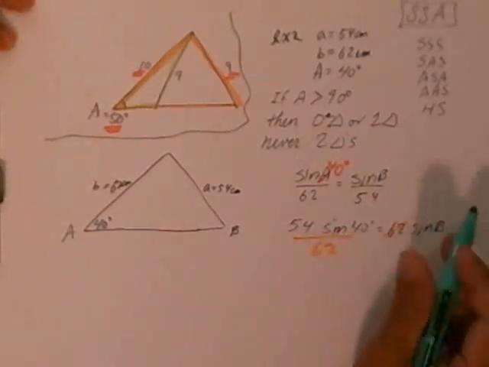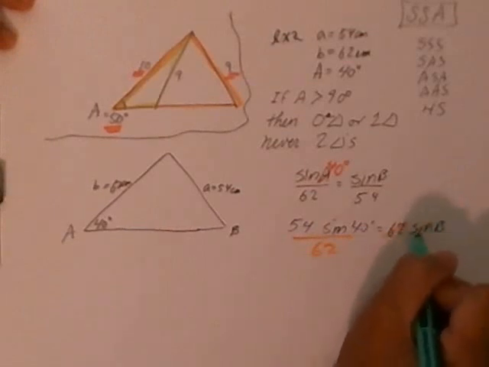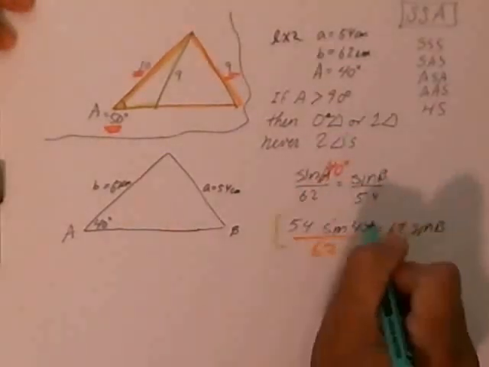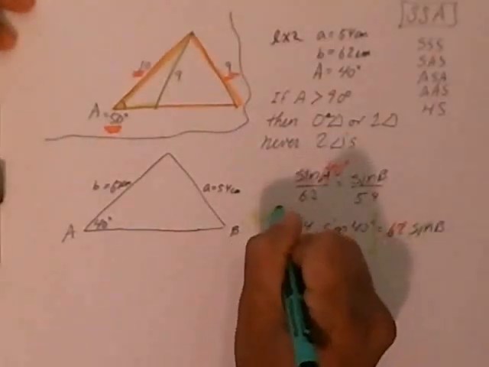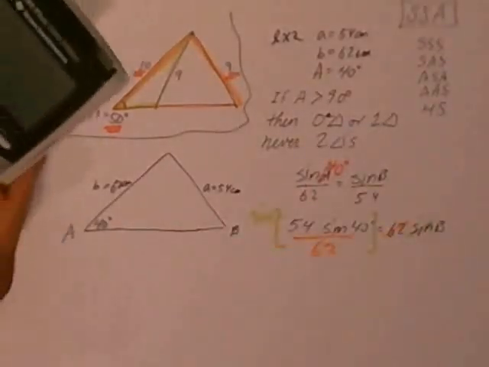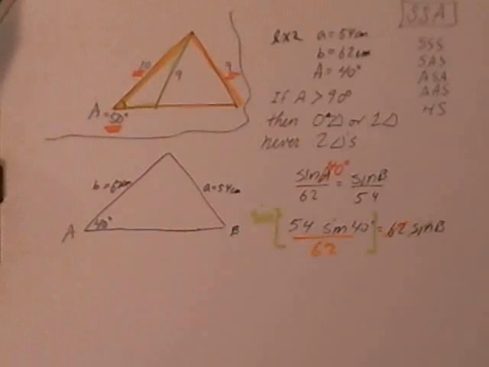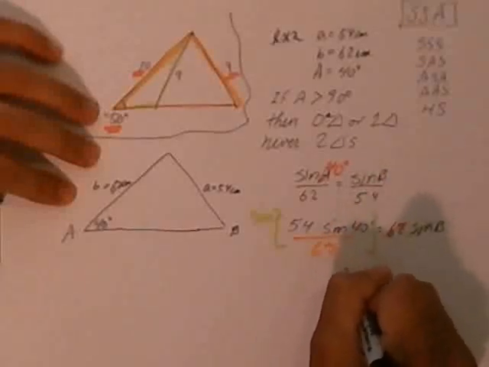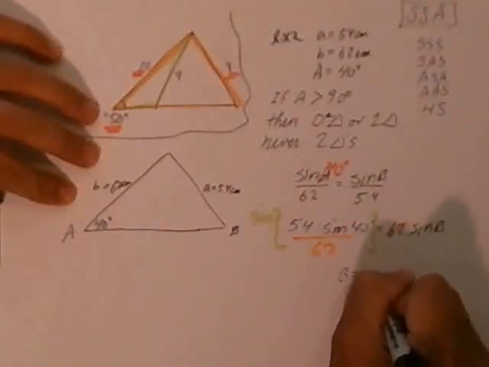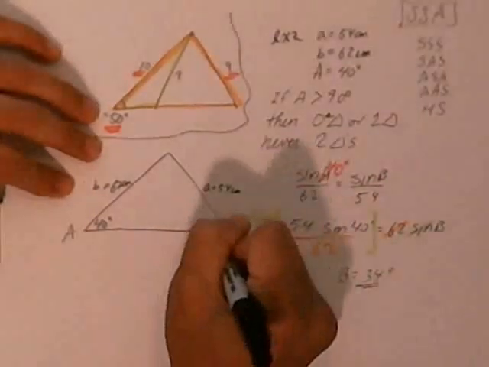To get rid of the sine, you can't divide by the sine. Half of you would try to do that. Not half of you, maybe a quarter. You have to take the sine inverse. Let's actually work this out. You take the sine inverse of 54 times the sine of 40, in parentheses, divided by 62, and you'll have to put in parentheses on that one. It comes out to be approximately 34 degrees. So B is equal to 34 degrees.